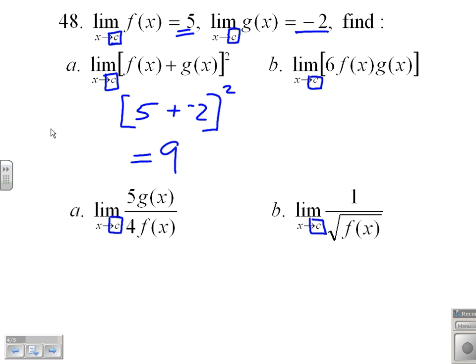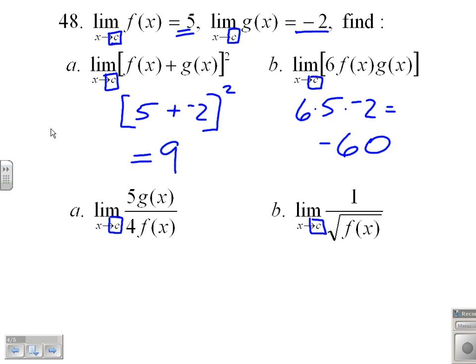Likewise, b, wouldn't it be great if we could just say that the limit as x approaches c of 6 times f of x times g of x would be 6 times the limit of f of x as x approaches c, 5, times the limit of g of x as x approaches c, negative 2. And it is.